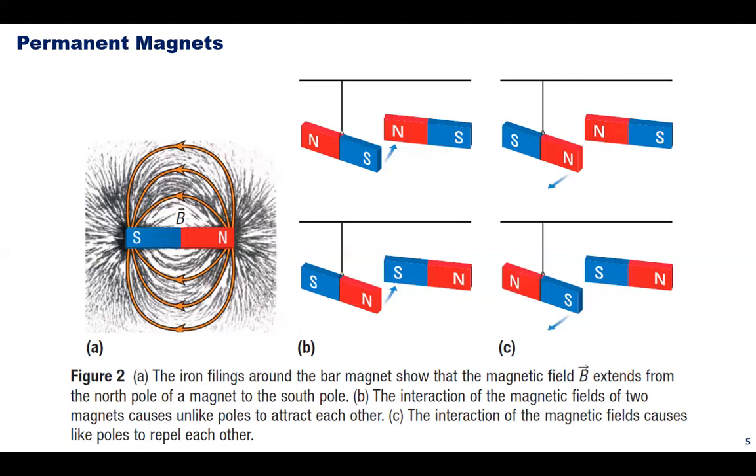You can see in figure 2a that the iron filings are crowded together near each pole, right? This crowding indicates that the magnetic field is the strongest at the poles. Magnetic field lines move outward from the north pole of a magnet and inward towards the south pole. Opposite poles attract each other because the magnetic fields are oriented in opposite directions. Like poles repel each other because the magnetic fields are oriented in the same direction.